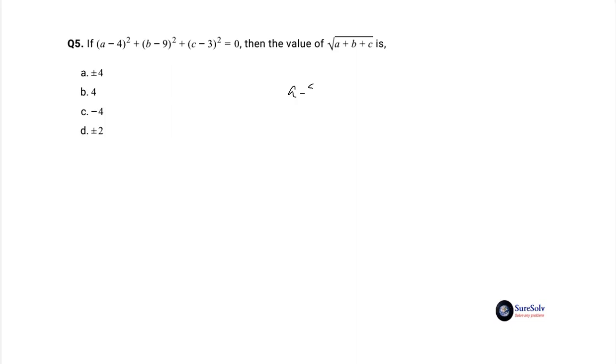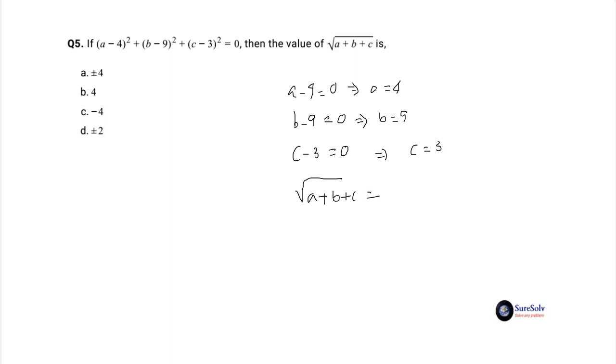Thus, a minus 4 equal to 0 or a equal to 4, b minus 9 equal to 0 or b equal to 9, and c minus 3 equal to 0 or c equal to 3. And the direct expression is square root of a plus b plus c equal to square root of 16 equal to 4. Answer is option B, 4.